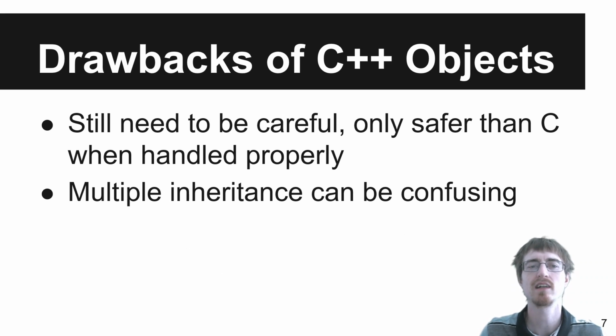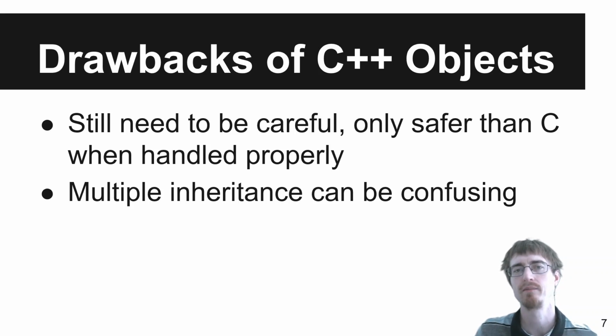But as we'll see, there are also some drawbacks. First, of course, we still need to be very careful. It's only safer than C when handled properly. For example, initialization is often taken care of now by the constructor, which in some cases will prevent uninitialized variable vulnerabilities. However, this means that we do need to do this explicitly.